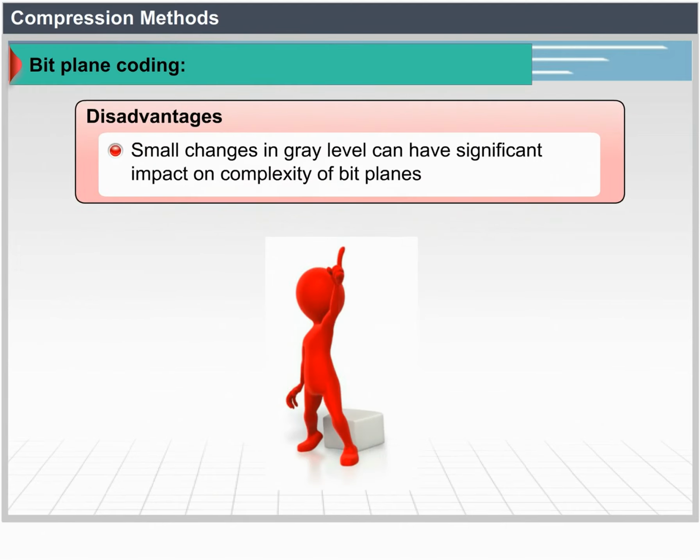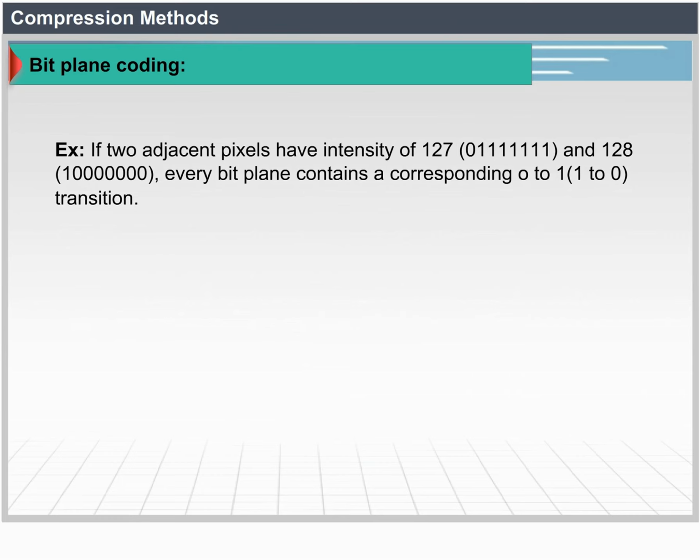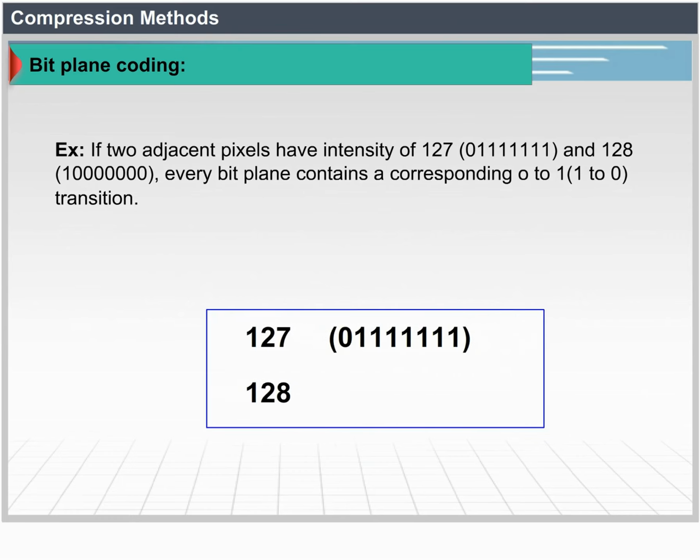Disadvantages. Small changes in gray level can have a significant impact on the complexity of bit planes. For example, if two adjacent pixels have intensities of 127, that is 0, 1, 1, 1, 1, 1, 1, 1, and 128, 1, 0, 0, 0, 0, 0, 0, 0, every bit plane will contain a corresponding 0 to 1, 1 to 0 transition.